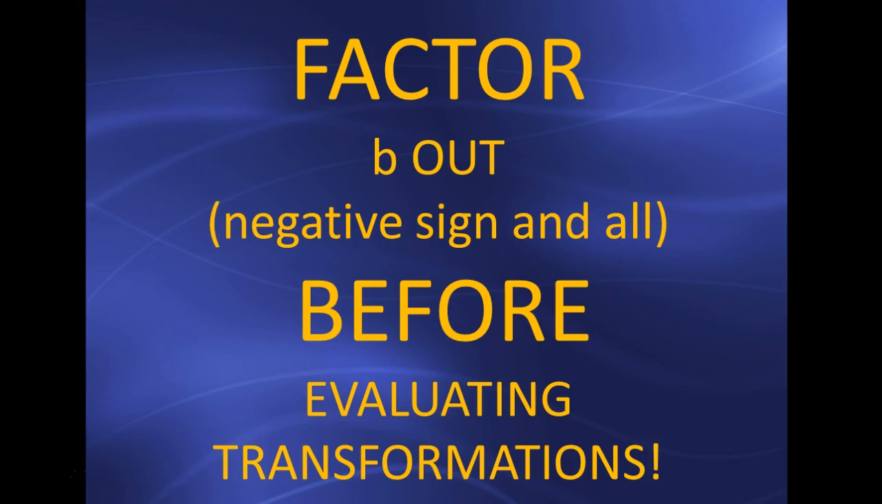I can't emphasize this enough. If you have an absolute value function that has a b value and it's not already factored out, make sure that you factor b out, negative sign and all, before you evaluate transformations. Let me say that again. Say it with me. Factor b out. It might already be factored out, but if it's not, factor it out, negative sign and all, before you do anything.